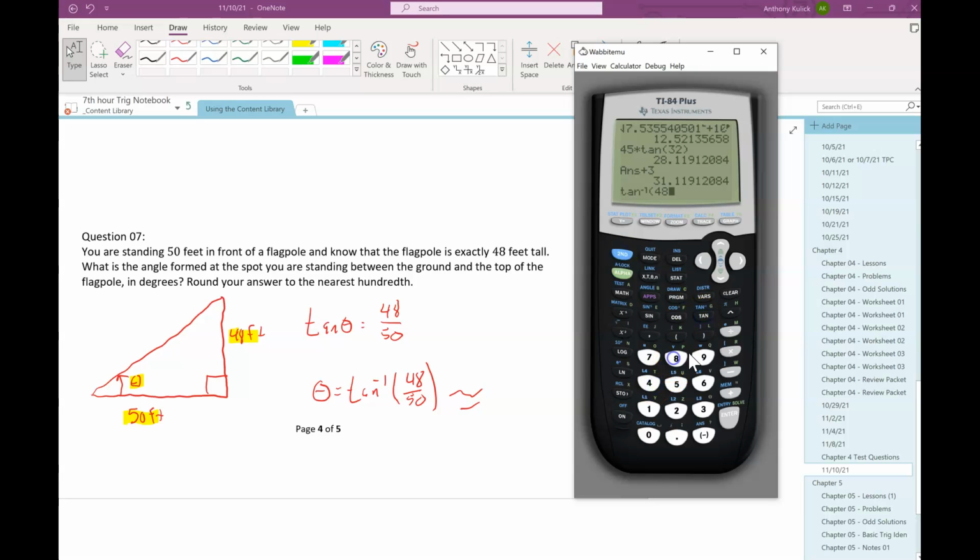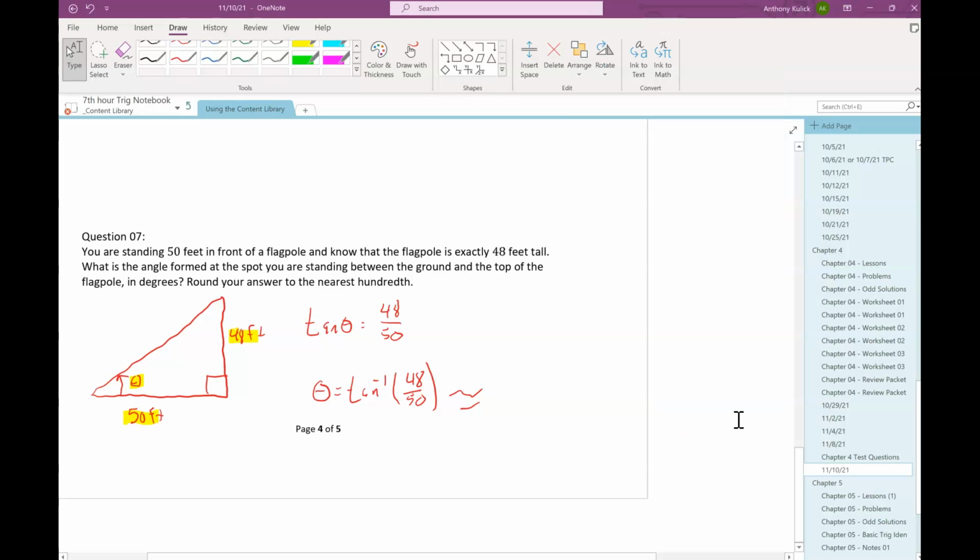The only difference here is that because we're looking for an angle, I know I have to use the inverse. So I get 43.83 degrees. Is that okay?